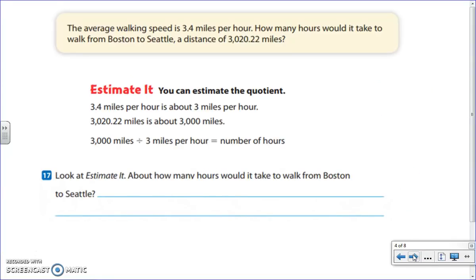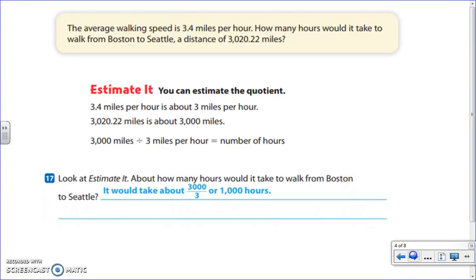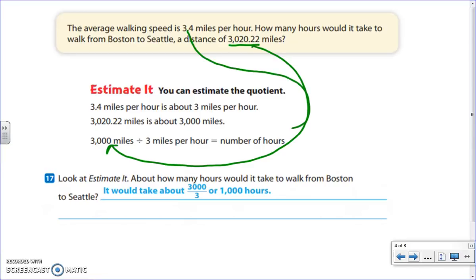It says that if we look at the estimate, about how many hours would it take to walk from Boston to Seattle? Well, it would take about 1,000. I know that it would take about 1,000 because 3,000 is close to 3,020, and 3.4 is close to 3. And yes, I could have rounded to 3.5, or I could have rounded a little differently, but I want an easy calculation that's just a ballpark figure, and I want the numbers to be easily calculable. So I chose 3,000 divided by 3, and that's about 1,000 hours. So our answer should be somewhere around 1,000.